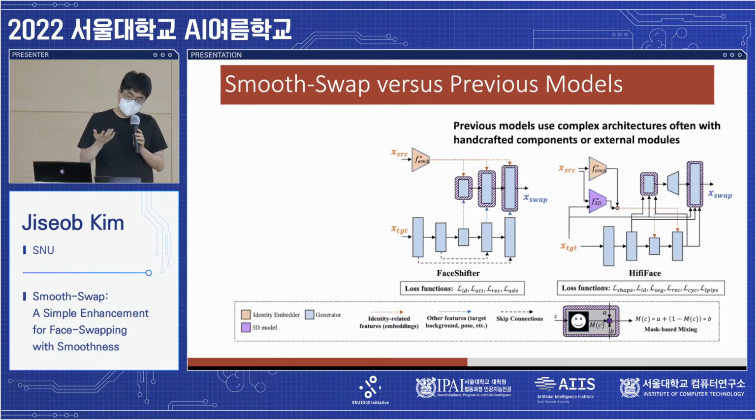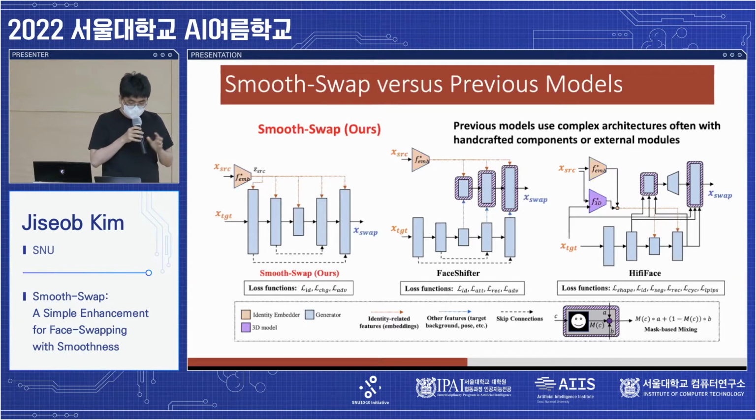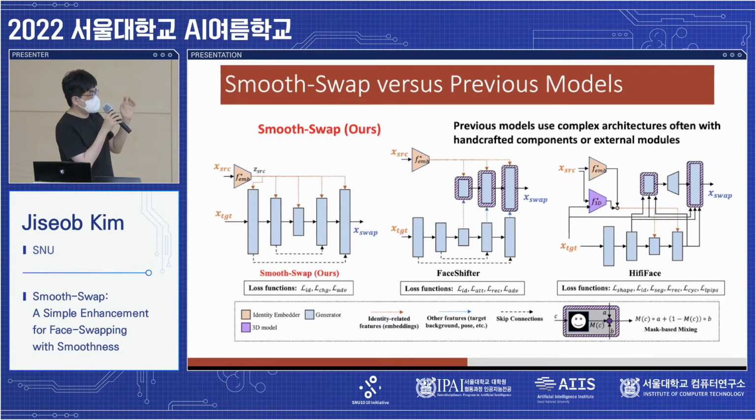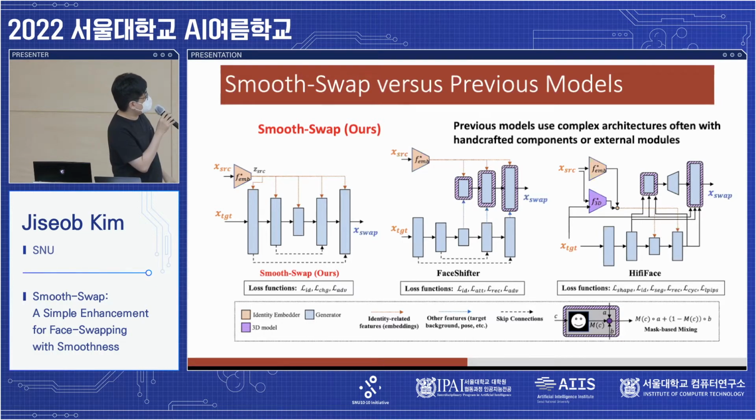And so we trained the identity embedding with supervised contrastive loss, and with this newly trained identity embedding, we can design a much simpler architecture for the generative process. In the previous models, shown in the second and the third, there are pretty complex components such as mask-based mixing, etc. And HiFi phase model also has some 3D phase modeling component as well. But in our case, it is a very simple UNet architecture.